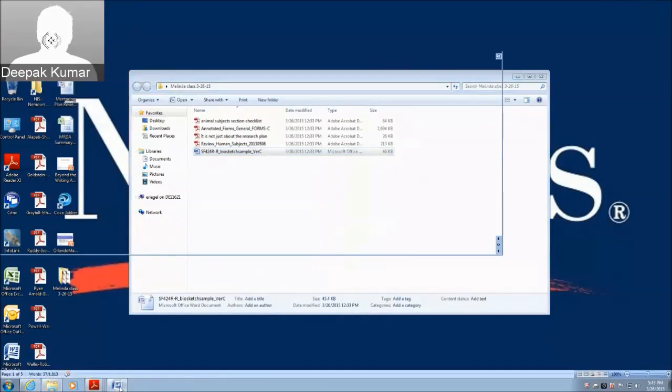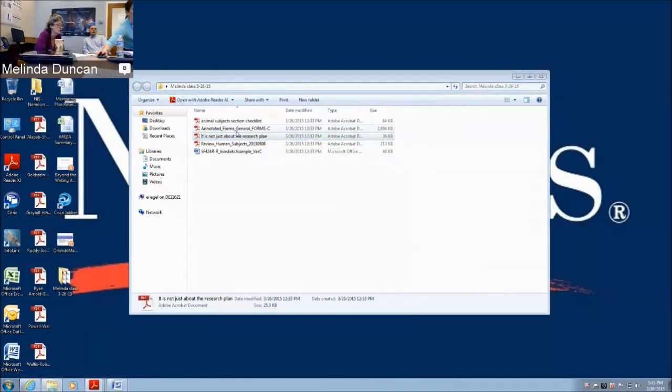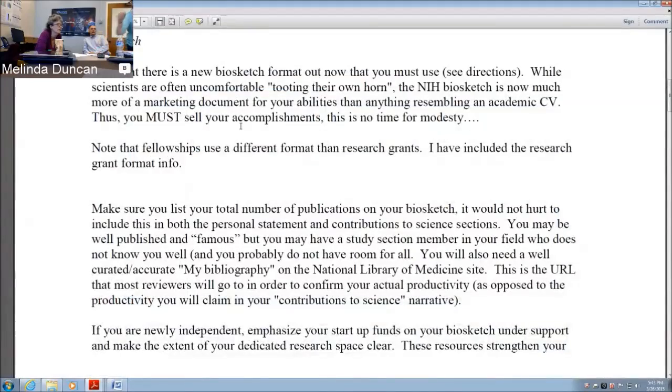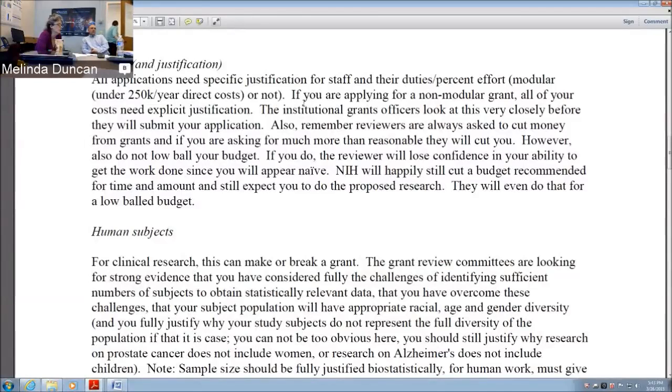So do the reviewers review the budget? They do. So it's not a criteria score. So the grant is reviewed separately. So it's not part of the impact score that you receive. Right. However, the reviewers are asked their opinion on the budget.